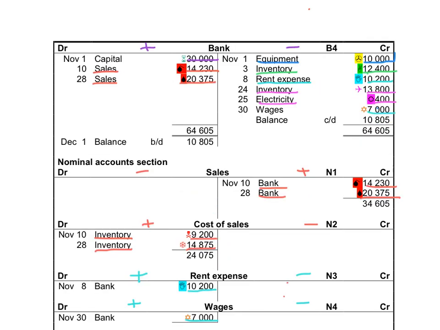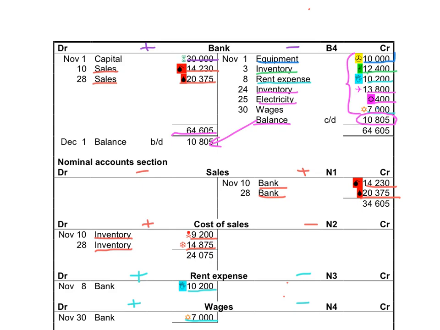The bank account, we will also add up the debit side first of all. Then we will subtract all the amounts on the credit side from this total to work out what is the difference between the debit and credit side. And on the smaller side, we will record the 10,805. And that is our balance between the debit and credit side that will be brought down on the first day of the next month.